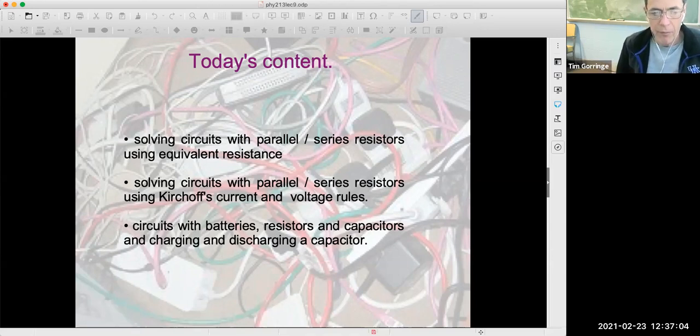If we've got time, I'll also talk about circuits with batteries, resistors, and capacitors. And if we don't get time, I won't talk about circuits with batteries, resistors, and capacitors. And that section would not be on the exam. So there's one final section on today's class that covers batteries, resistors, and capacitors. And until I see how far I get in today's class, I don't know whether it's going to potentially be on the exam or not on the exam.